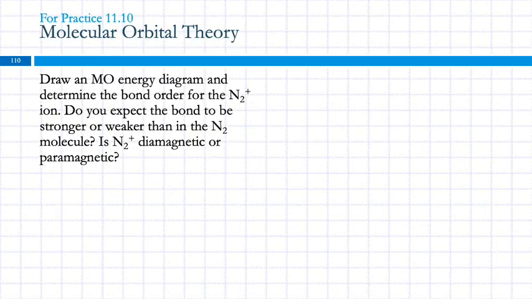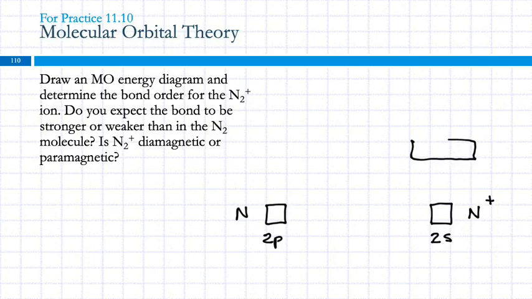Let's try this one. Draw a molecular orbital energy diagram, determine the bond order for the N2 plus ion, and then there's some other questions. So to do this, I'm looking at nitrogen. This is nitrogen and that's nitrogen. And N2 plus, one of them has to have a positive charge, so I'll make it over here. And nitrogen has its valence electrons in the second shell, so I've got 2s here, and then I'm going to have some p orbitals. I've got 2 p orbitals.